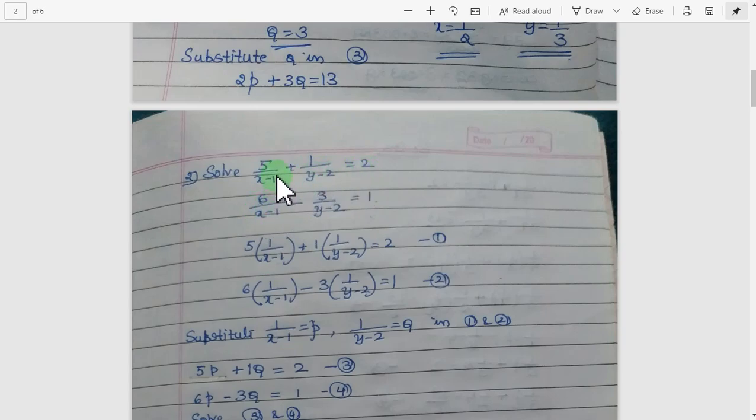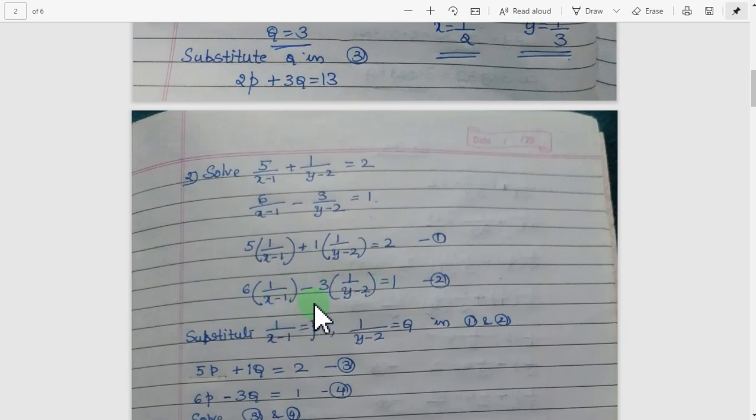Here don't go to separate this x minus 1, we cannot separate. Only the coefficient of this variable with the variable number, that we have to keep as it is. Now, while separating that, 5 into 1 by x minus 1 plus 1 into 1 by y minus 2 is equal to 2. Don't go to write 1 by x then plus 1. That should be together.